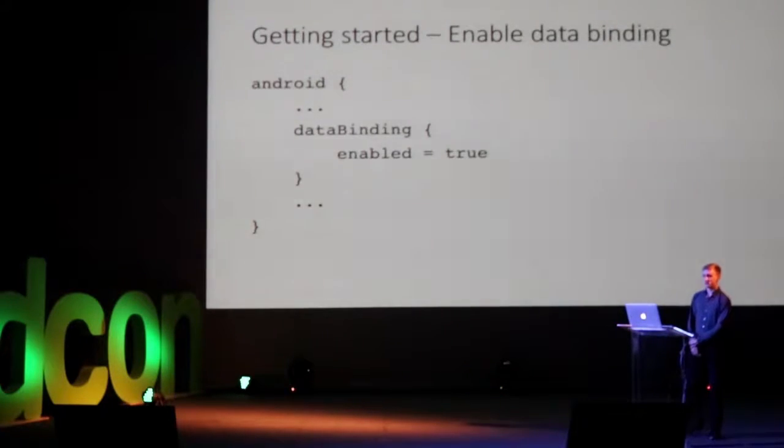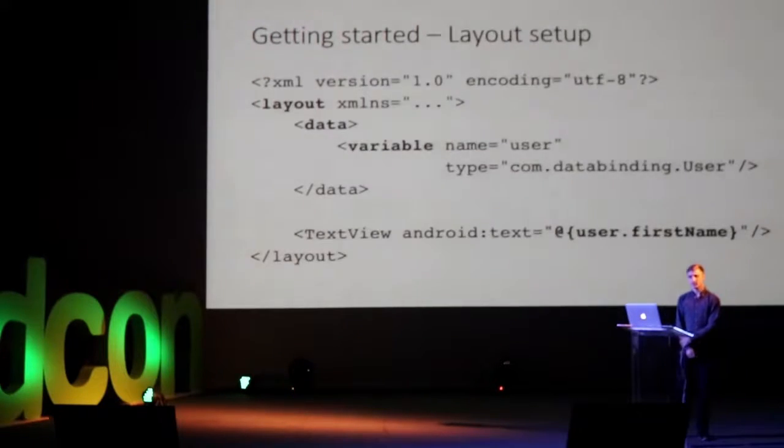So how do you get started? There are 3 steps. The first thing you need to do is enable data binding in the Gradle file, so in the app's build.gradle file. You add a dataBinding block inside of your android block and you set enabled to true. It's disabled by default. The reason you need to do this in the build file is because the data binding framework hooks into the build process to generate code. So that's why.